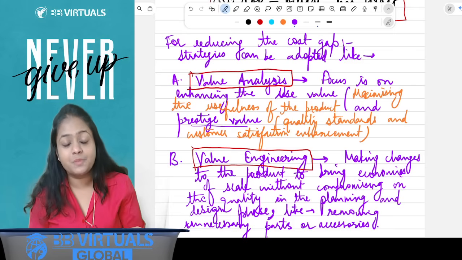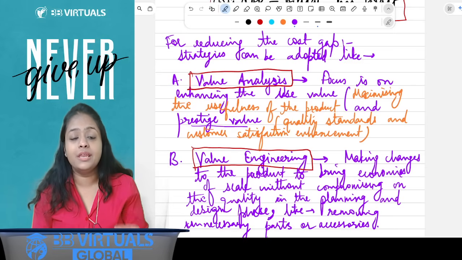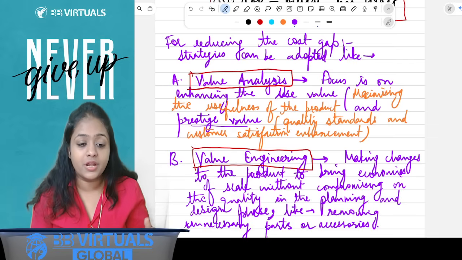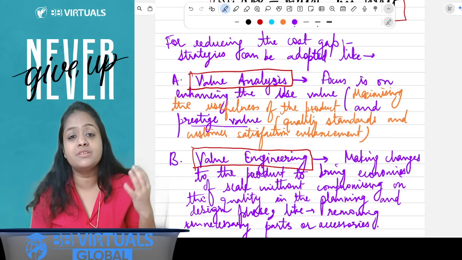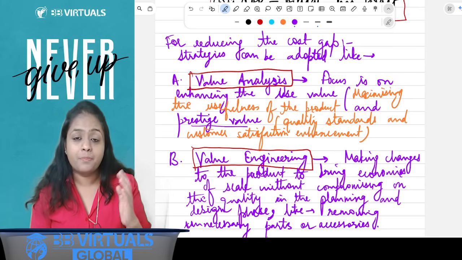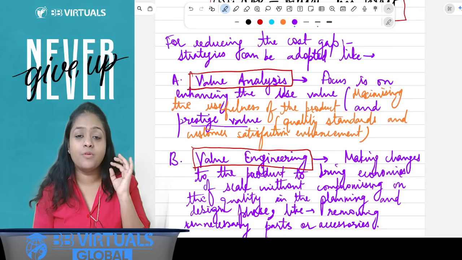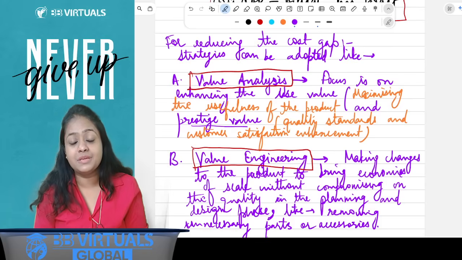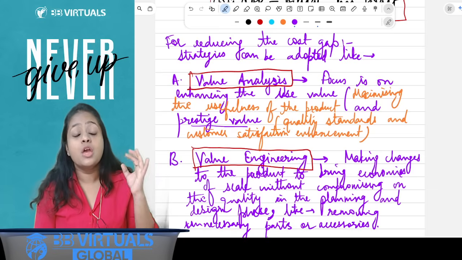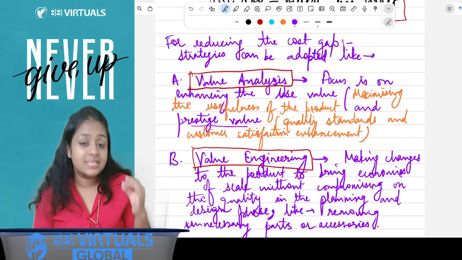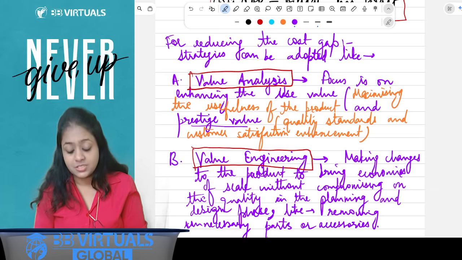Prestige value is basically the value relating to the standards of the product, quality levels of the product, customer service enhancements of the product. Prestige value is simply that you attach status symbol to it. So always remember, value analysis means that you analyze the product with the reason to enhance its prestige value as well as its use value.